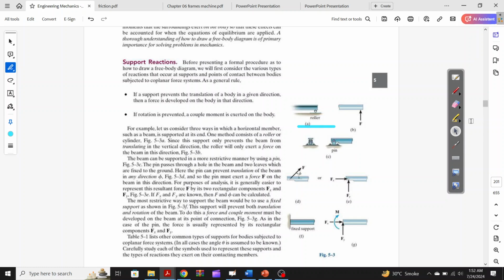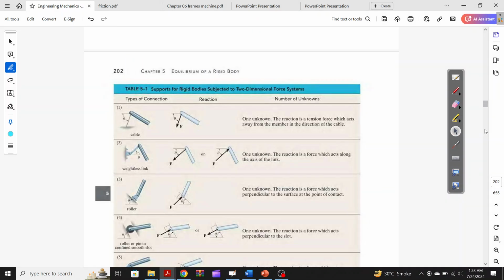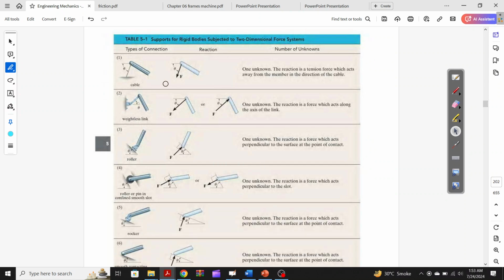This is a roller support. From the force point of view, you can show it. This is the roller support, this is a pin support whose reactions could be shown, and this is a fixed support. So these are three different supports. Here we have different kinds of supports in 2D: a cable, a weightless link, a roller, a rocker.